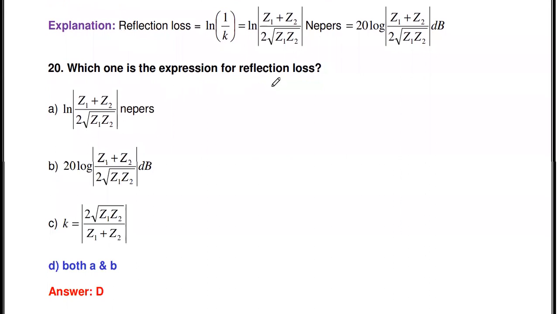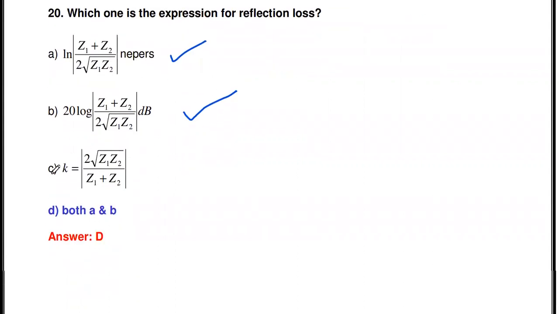So which one is the expression for reflection loss? You see, ln of (Z1 plus Z2) by 2 square root of Z1 Z2 is correct. Similarly, 20 log of (Z1 plus Z2) divided by 2 into square root of Z1 Z2 in dB is also correct. This other one is not correct, it is the reflection factor. The reciprocal of the reflection factor is said to be the reflection loss. So both A and B are the answer. This one is not correct; it is the reflection factor, but the question is reflection loss.